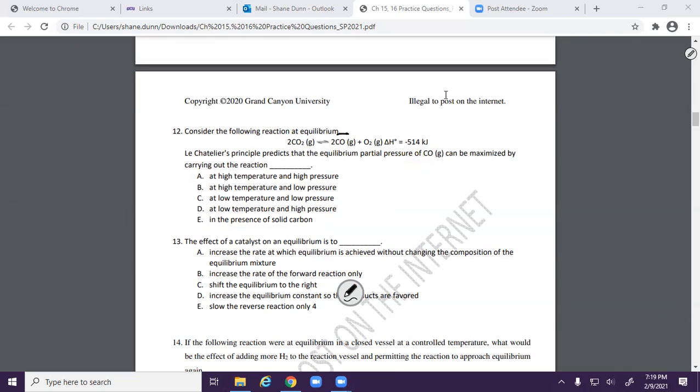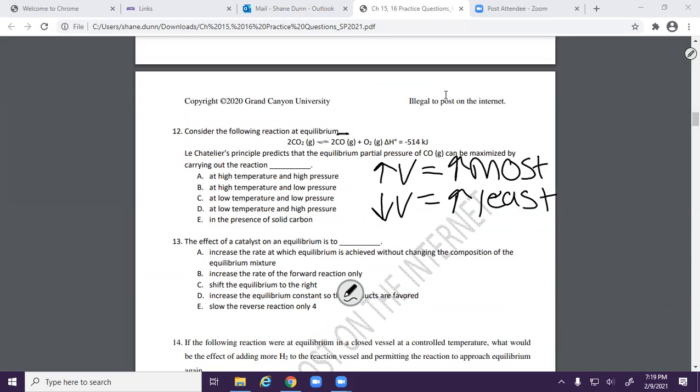Up next, the principle between volume. An increase in volume favors the side with the most amount of moles. A decrease in volume favors the side with the least amount. And then products and reactants are the exact opposite, right? So a decrease in pressure, an increase in pressure.